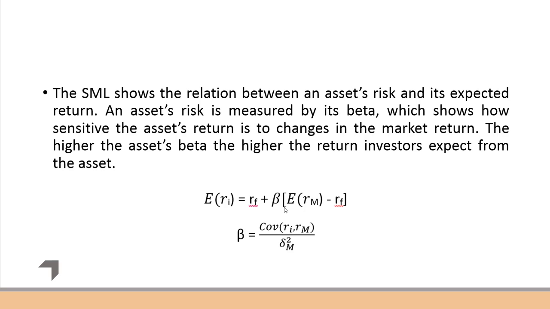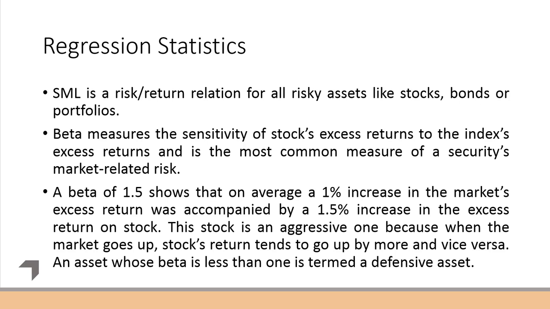And how do we compute beta? We need the covariance between returns of that asset and the market return divided by the variance of the market return, which we show with sigma. Now we are going to talk about the regression statistics. SML is a risk-return relation for all risky assets like stocks, bonds, or you can even use portfolios in SML.